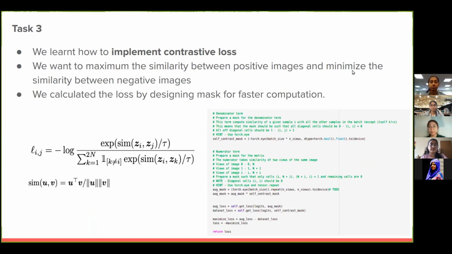For task 3, we implemented a contrastive loss to compute our loss. In this loss, we tried to maximize the similarity between positive images, that is, the images from the same class, and minimize the similarity between images from negative classes. We used the formula shown on the screen and computed it using matrix multiplication.